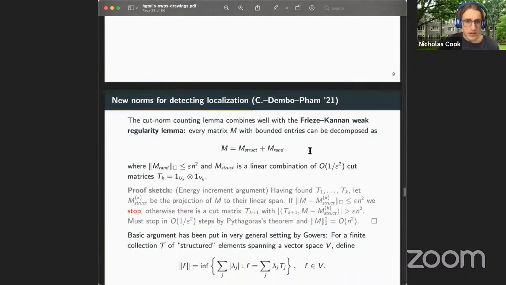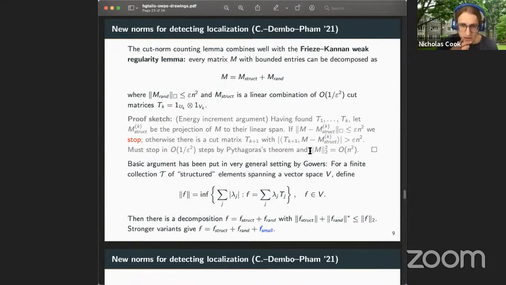Okay, you can ignore the proof of that. But the basic idea is just to iteratively take cut matrices. If you haven't achieved the approximation within epsilon that you want, that means that there is a cut matrix where you get a big difference when you test against this cut matrix, and then you just add it to your collection, and you just keep adding them until you've got a good enough approximation. And just basically by Pythagoras' theorem, this guarantees that you have to stop in a bounded number of steps.